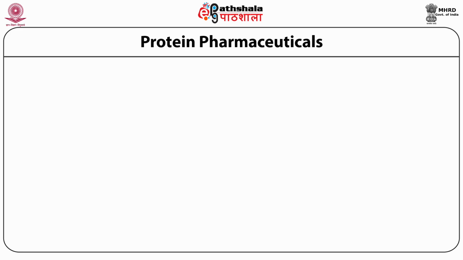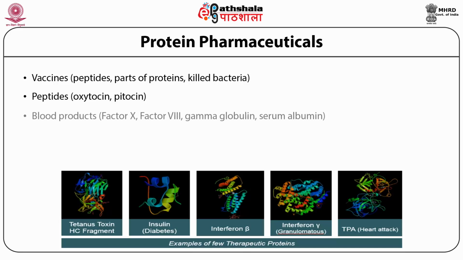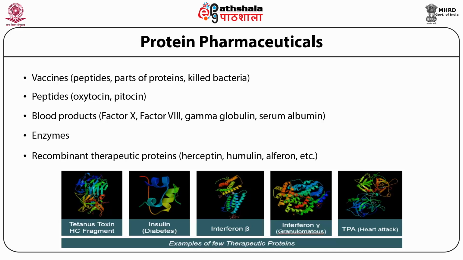Protein pharmaceuticals can be either vaccines, that include peptides, parts of the proteins or killed bacteria, or peptides like oxytocin, pitocin. They can be blood products like factor 10, factor 8, gamma globulin, serum albumin, etc. They can be different types of enzymes or recombinant therapeutic proteins like humulin, interferon, etc.